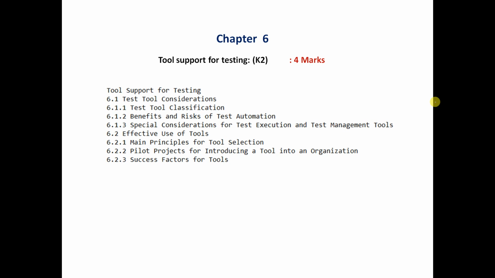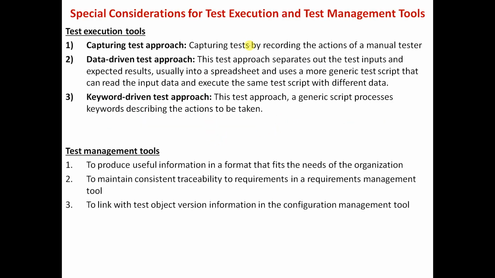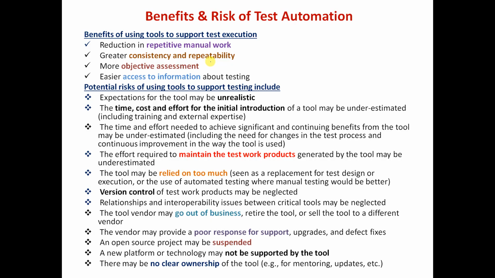This is Chapter 6, Tool Support for Testing, and in this video we are going to see briefly about the benefits and risks of test automation. So far we have covered these two, and this is the third video in this chapter: benefits and risks of test automation.